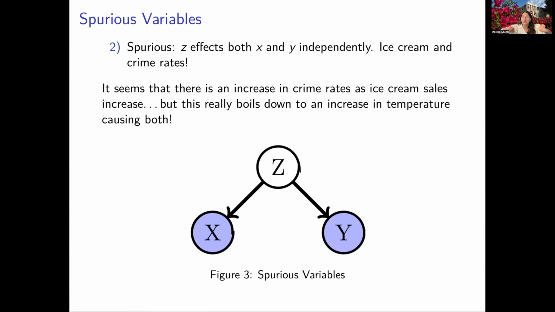So we see that Z has two directional arrows pointing at changes in X and Y. It seems like there's an increase in crime rates as ice cream sales increase, but what's actually happening, as we determined, was that there's an increase in temperature that's causing both. And that increase in temperature is our Z, or our spurious variable, in that case.